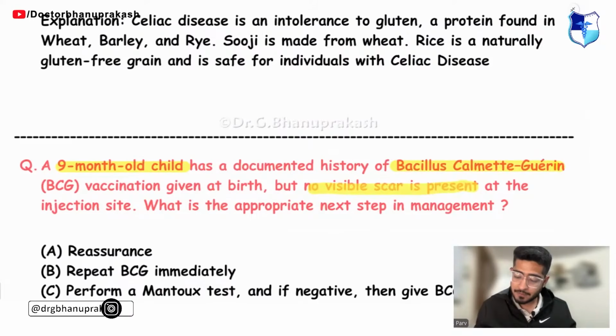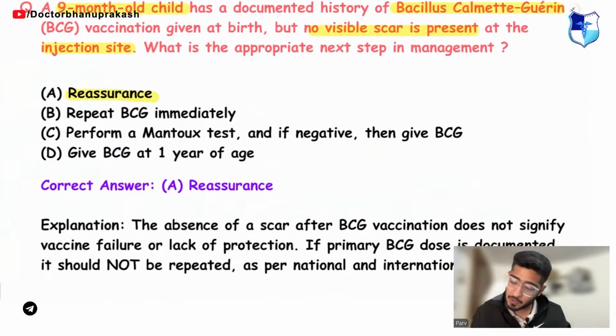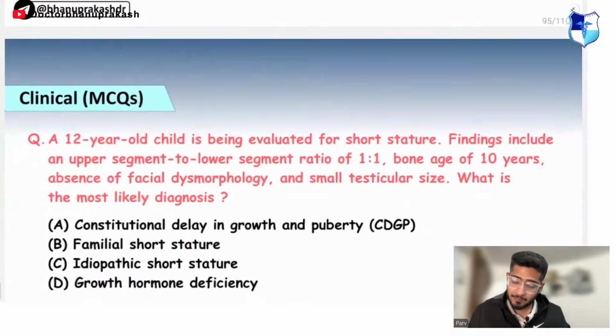Chalo bache. So a 9-month-old child having history of BCG, that is Bacillus Calmette-Guerin vaccination, but there is no scar present at the injection site. Now what will you do? Reassurance. Very good, bache. We have to give reassurance because it does not signify vaccination failure.